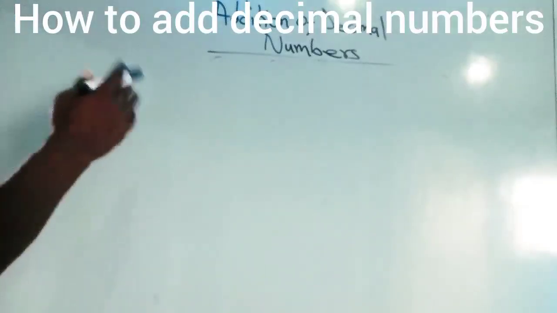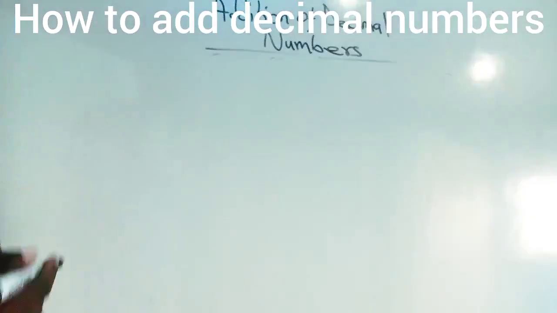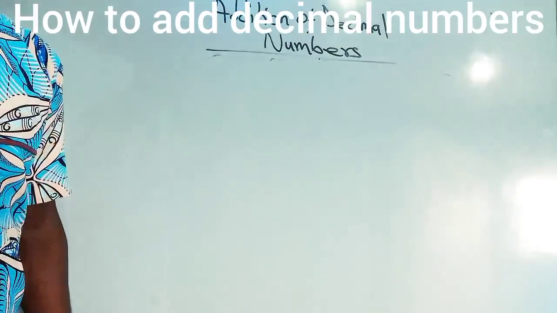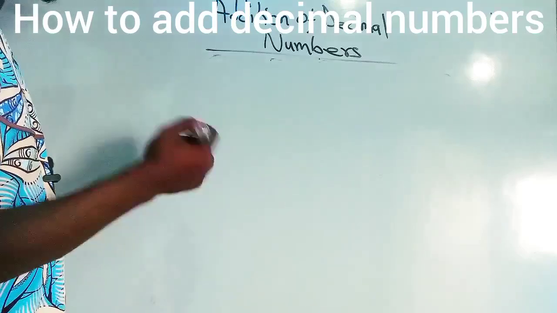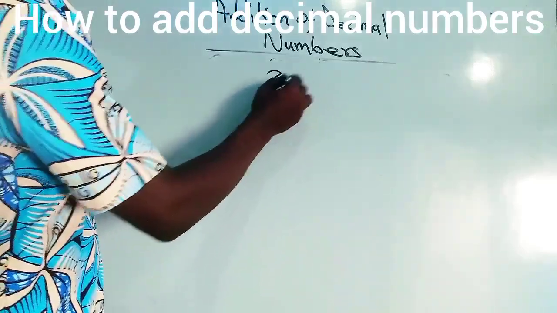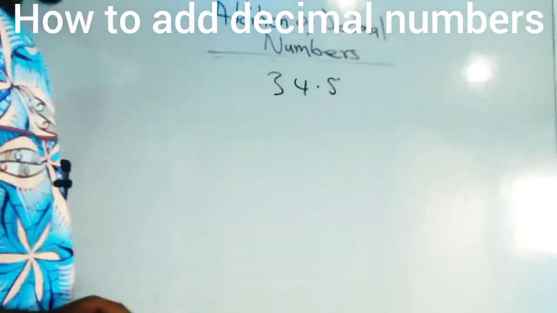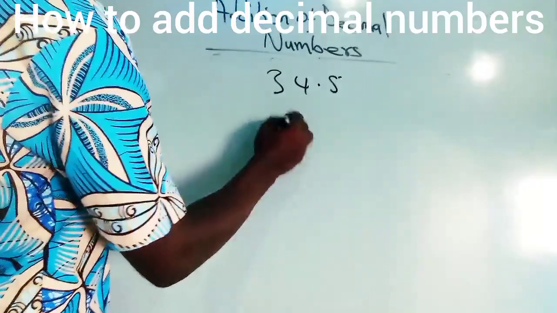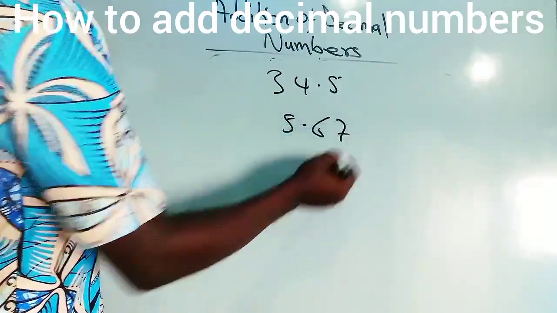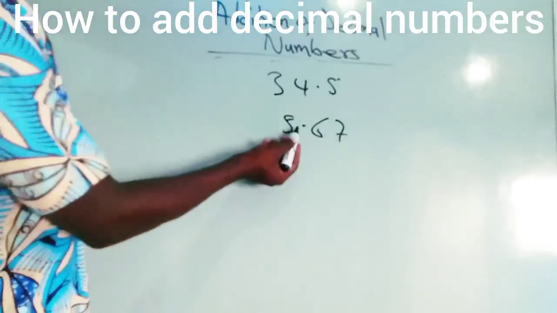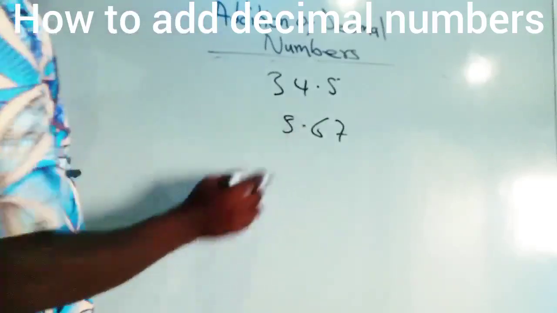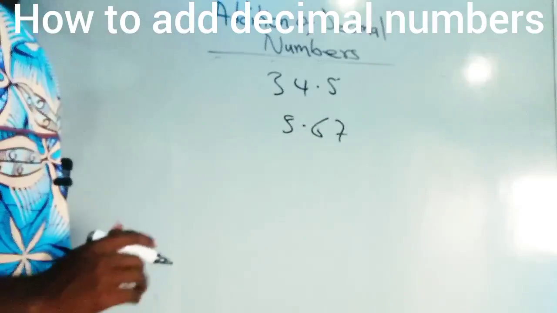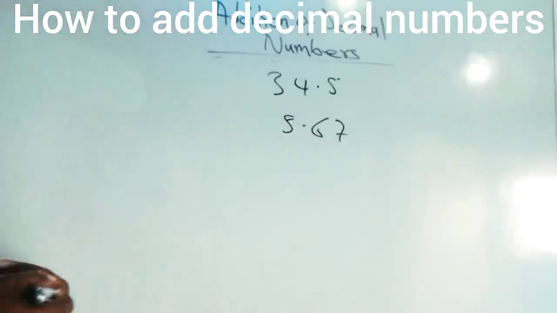Today we are going to learn addition of decimal numbers. How to add decimal numbers. As we said earlier, decimal numbers are numbers that have decimal points in them. So any number with decimal points. Let's say 34.5 is a decimal number. You can also have 5.67 as a decimal number because of these decimal points. Okay, so any number or set of numbers with decimal points in them are decimal numbers. Today we are going to learn how to add these decimal numbers.